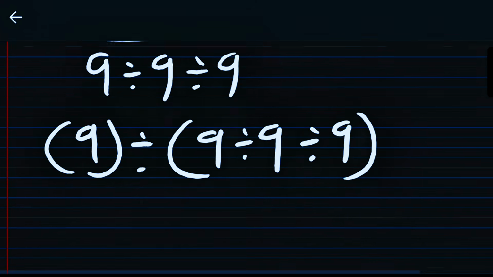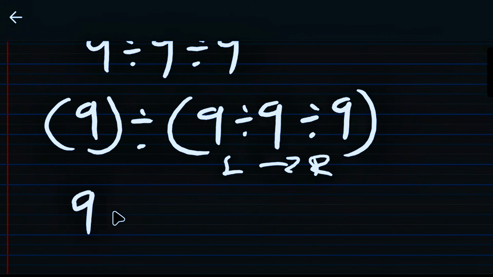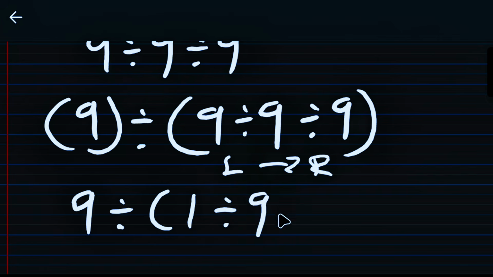Now from here, the first thing we are going to do is to attend to these parentheses here. Because we have more than one division in these parentheses, we are going to note that according to the order of operation, when you have more than one division in an expression, you are going to be solving it from the left to the right. So you are not going to skip any division like some people did earlier. So we are going to have this 9 here, then divide by open parentheses 9 divided by itself equals 1, then divide by 9.